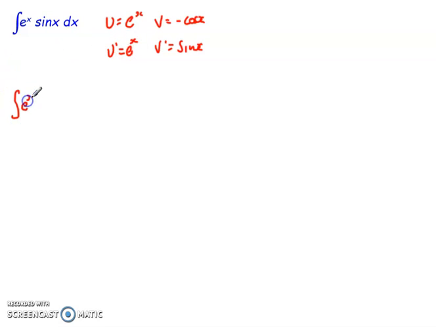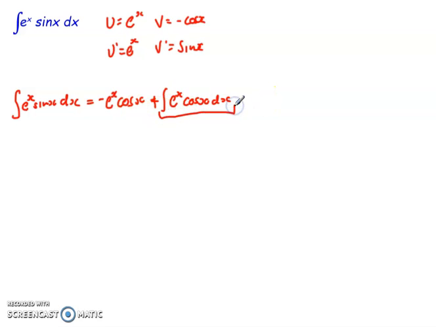So I get the integral of e to the x sine x dx equals my u times v. That'll give me negative e to the x cos x. I'm then going to take away my integral of v u dashed. Well, this is a minus here, so that's then going to turn it into plus the integral of e to the x cos x dx.